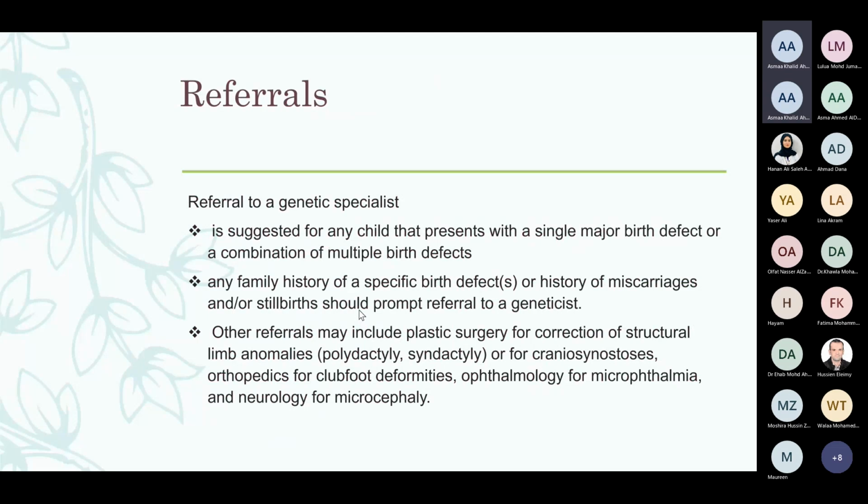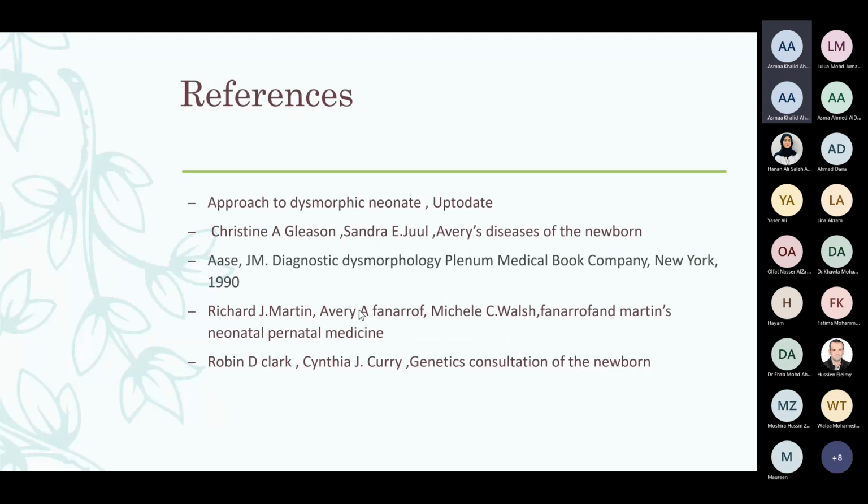Of course, referral to genetics, if you are suspecting a genetic disorder, actually you have to refer with whatever we are saying. If there is a single major or multiple major or multiple minors, you have to refer. Family history, especially if there's a specific birth defect, and you think that there's a possibility of recurrence, you have to refer to genetics from the beginning, and the others refer for plastic surgery or other things accordingly. I mean, according to the birth defect, you can go for the referral, whether plastic surgery, neurosurgery, or orthopedics, according to the defect. This is my references.